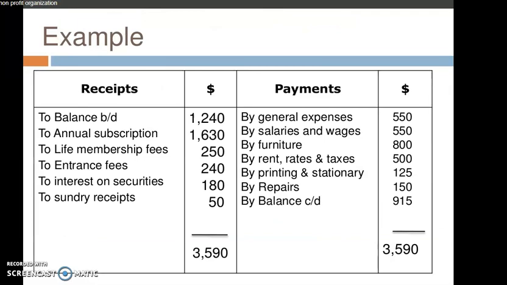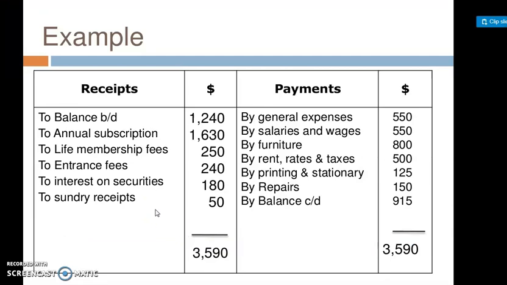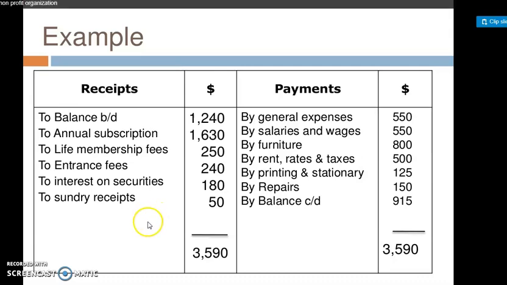This is the example of the receipts and payments account. On the receipt side, balance brought down, that means cash opening balance. Then to annual subscription, to life membership fees, to entrance fees, to interest on securities, to sundry receipts.